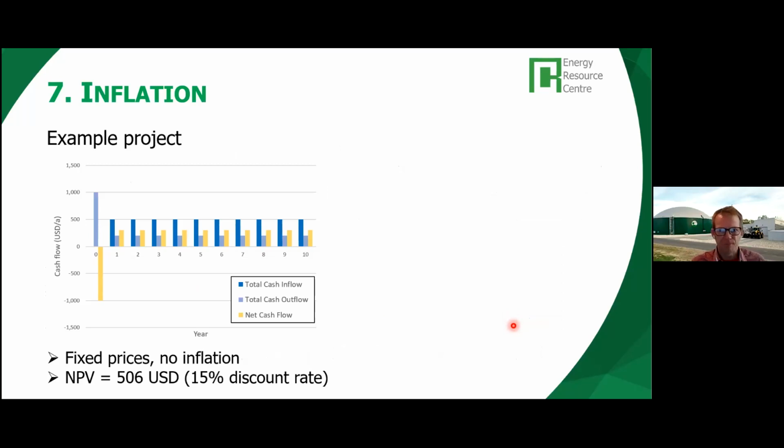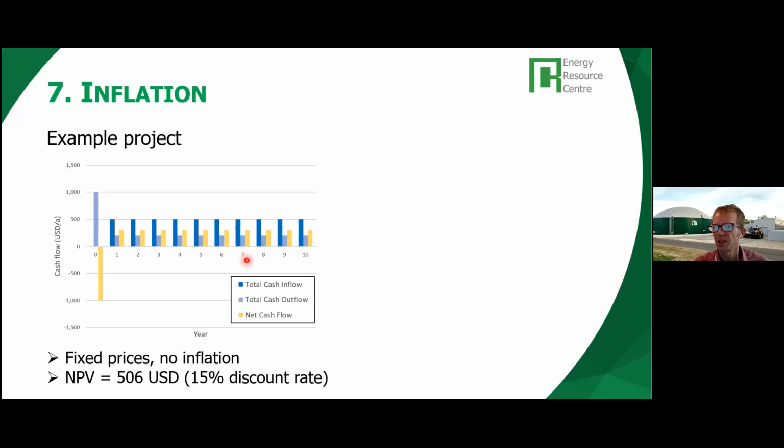Anyway, inflation and how it affects the financial performance of our project. I've prepared some example calculations using the very early form of the project model that we looked at during the first modeling session.